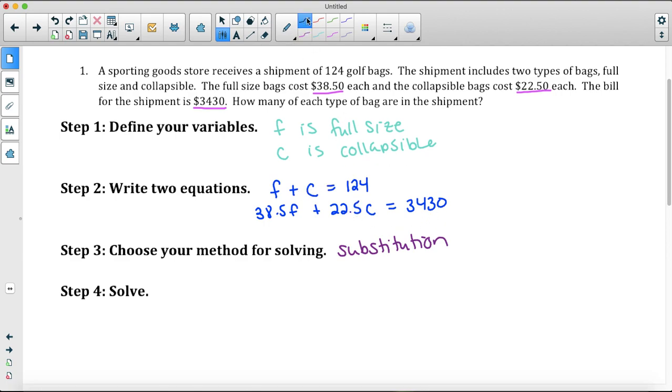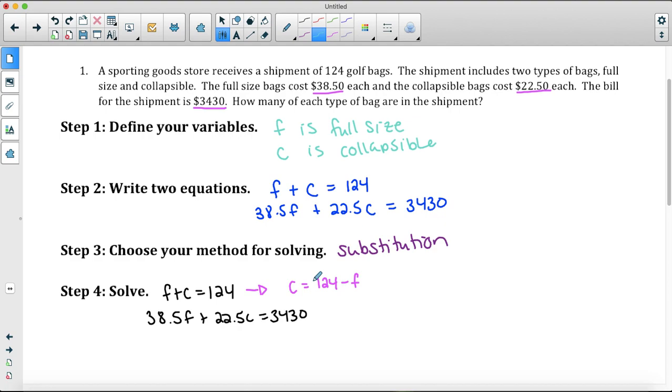So I will take my two equations. Step 4 is solve. I have F plus C equals 124, and 38.5F plus 22.5C is equal to 3,430. I'm going to take my first equation and solve it for one of the variables. It does not matter which. I will solve for C in this case. C is equal to 124 minus F.